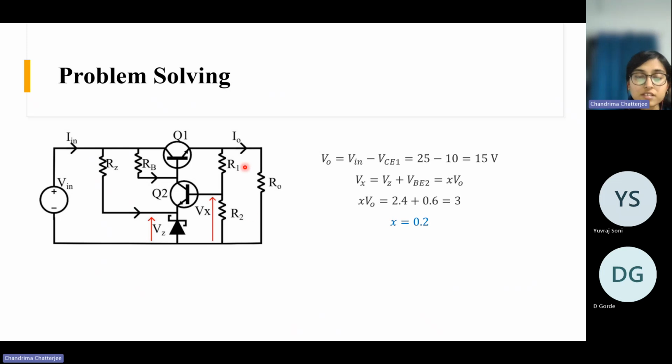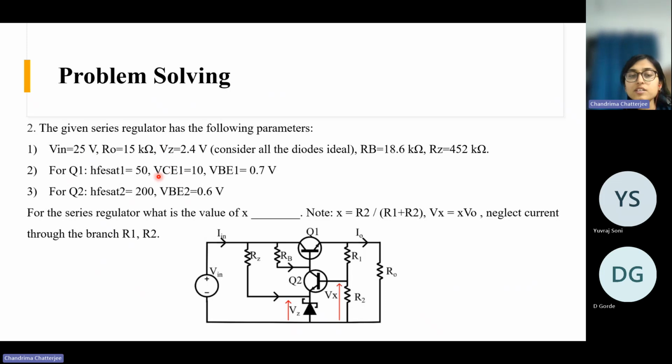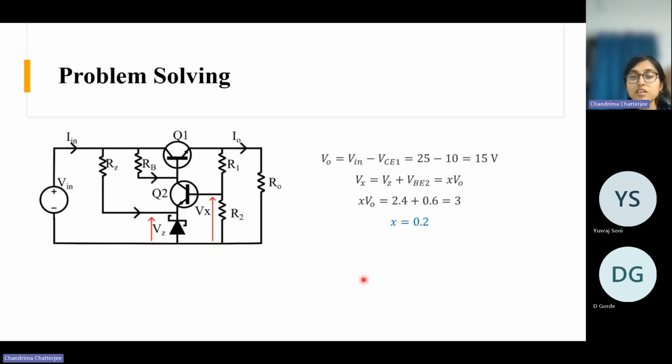What you need to do is, first you need to calculate the output voltage. What will be the output voltage? So V in is already given. V in value is given in the problem. And what else is given? VCE1. So the drop across this transistor Q1, VCE1, is given. So if you know this voltage and this voltage, you can calculate the output voltage. That's what we have done. V in minus VCE1 gives us the output voltage, the voltage across the load resistor.